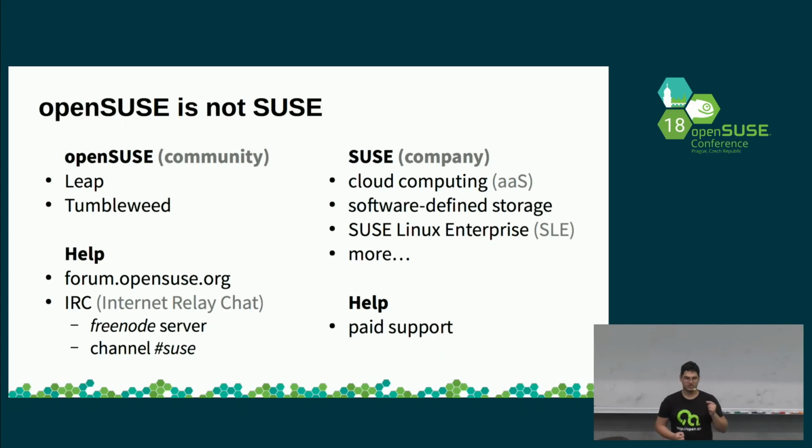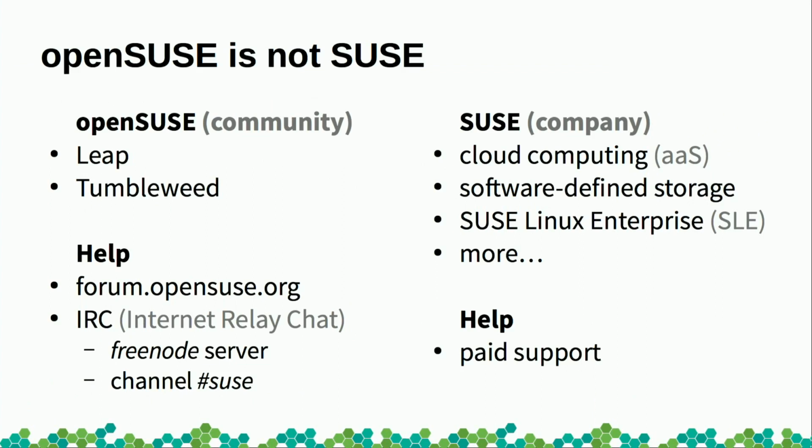One of them is Leap, which is based on SLE. So normally you always have a version of SLE which matches the same version of Leap. For example, today openSUSE Leap 15 will be released because it is based on the next version of SLE, which will also be 15. And Tumbleweed is something special. I will explain later why. But it's also another distribution or operating system that the openSUSE community is offering.